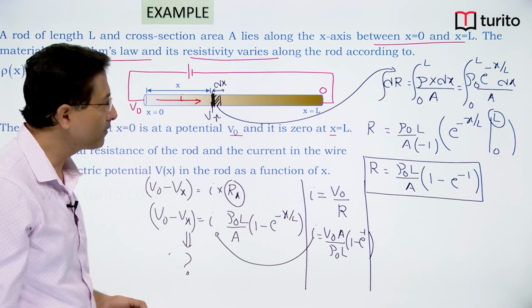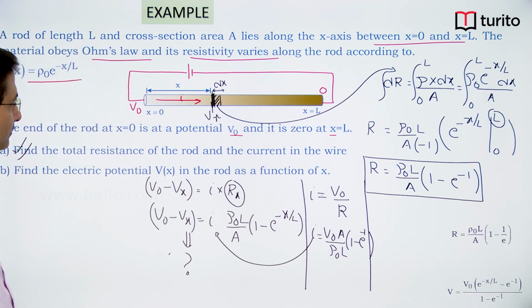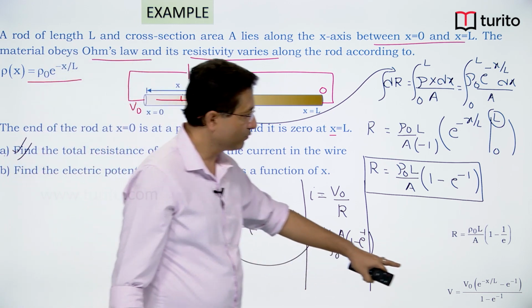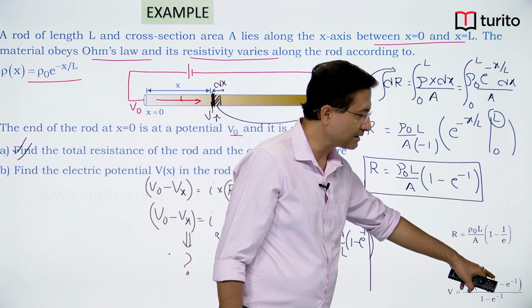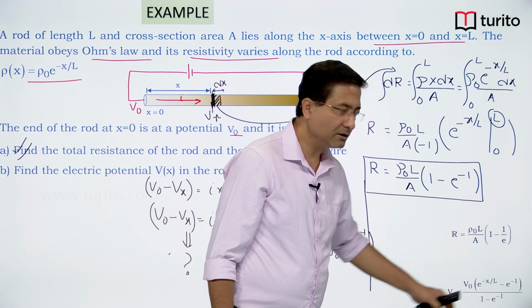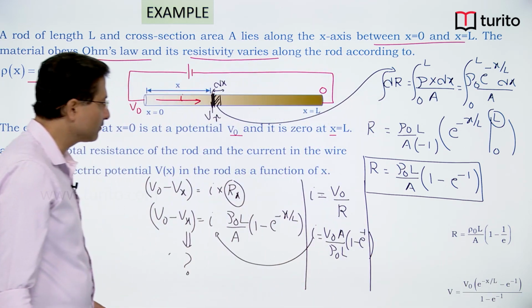Let us move to the next slide. So, you can verify this one. V naught times e to the power minus x by L minus e to the power minus 1, over 1 minus e to the power minus 1, you are going to get.